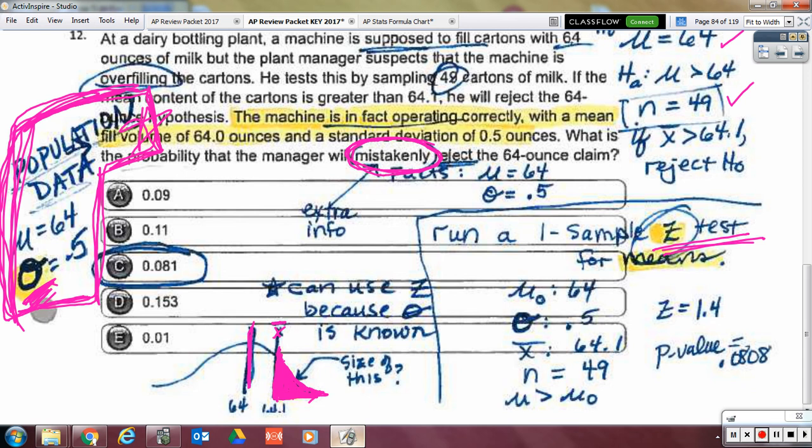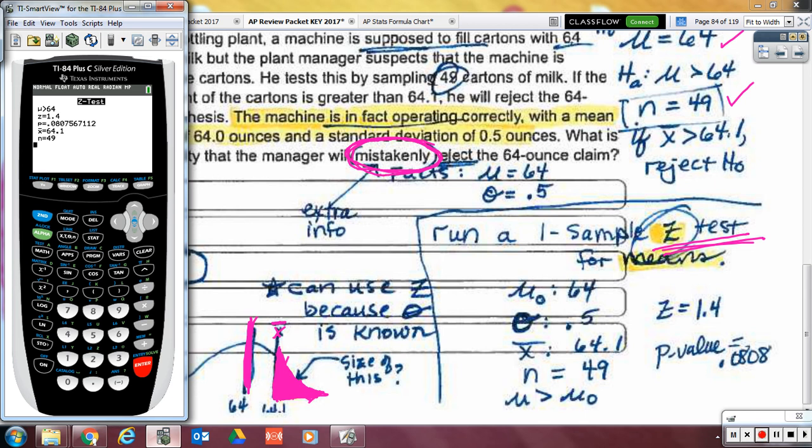Okay, so what is that language meaning? Essentially, what that's saying is, what's this probability over here in this pink section, that he's going to reject this null hypothesis? Okay, and we know that null hypothesis is true, and so if we get a sample over here in this pink rejection region, then that will be a mistake, and that'll make us have a type 1 error, by the way. And so that p-value is 0.0808, so that's C.